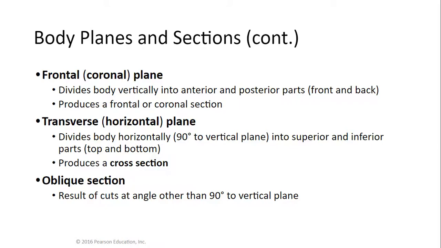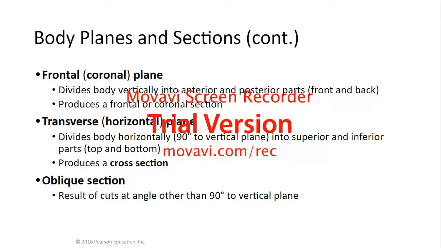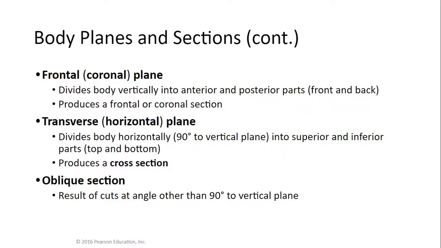Then the transverse plane, or horizontal plane. Transverse, another word for it, is horizontal. It's going to divide the body into superior and inferior parts, top and bottom. And then an oblique section results from cuts at an angle other than 90 degrees to the vertical plane.